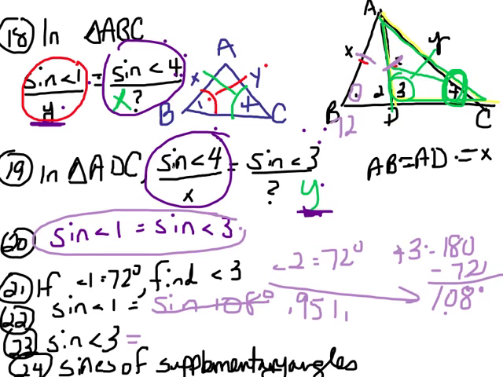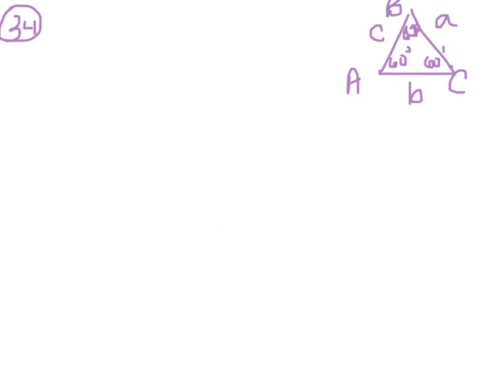And then angle 3, we found out it was 108. So what's the sine of 108? Oh, it's 0.9511. Yeah, same thing, isn't it? So the sines of supplementary angles are equal, congruent, whatever you want to say there. I'll just put equal since they're equal values.